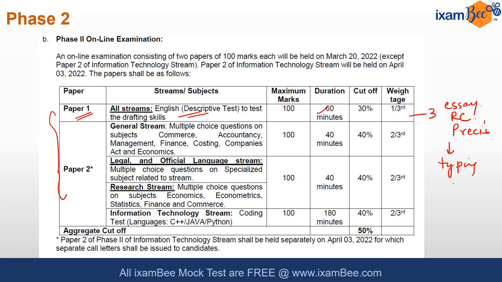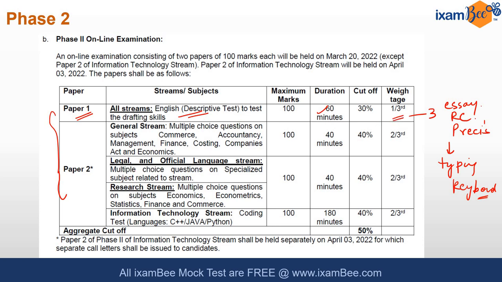So 3 questions will be here, 1 hour time you will be given, and this will be a typing test using a keyboard. So you also need to practice typing on a keyboard for this particular paper, in addition to preparing for your content. This particular paper will have a 1/3 weight.